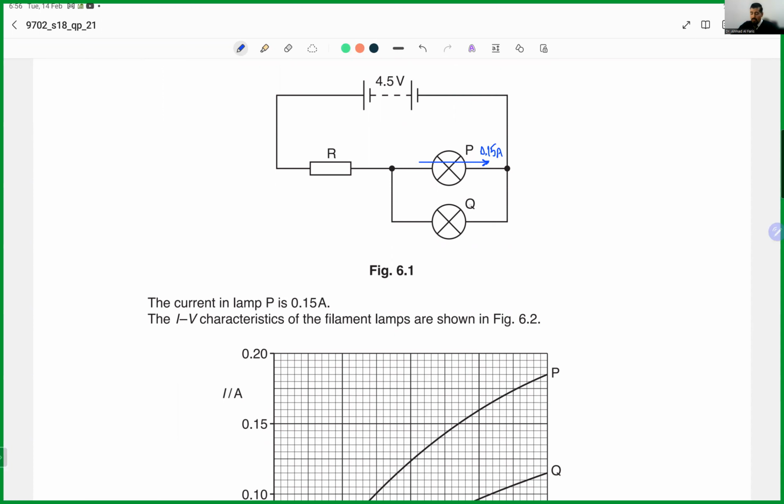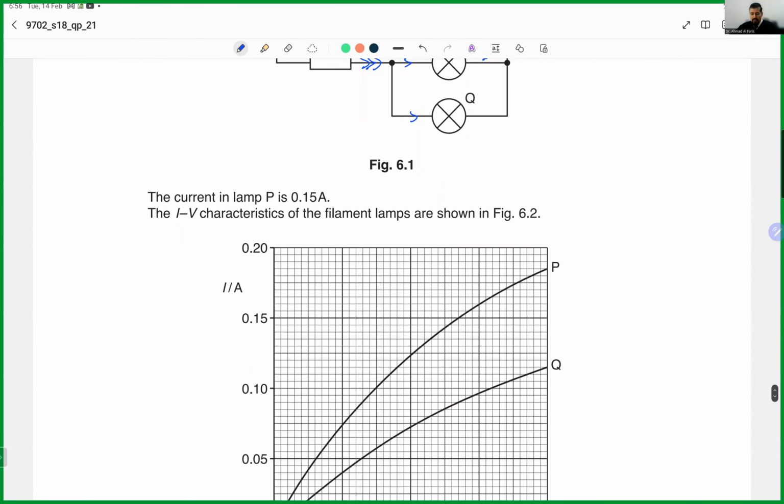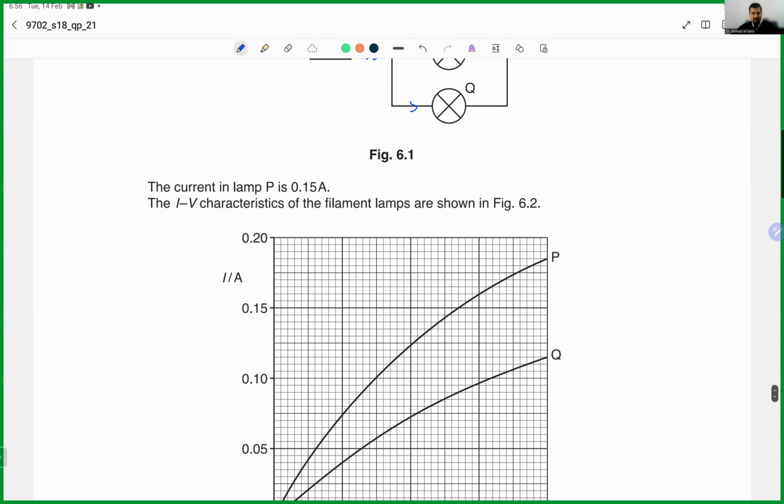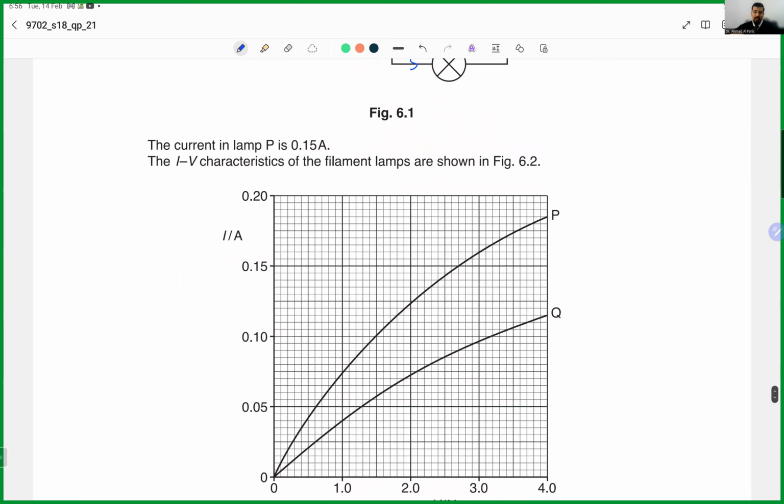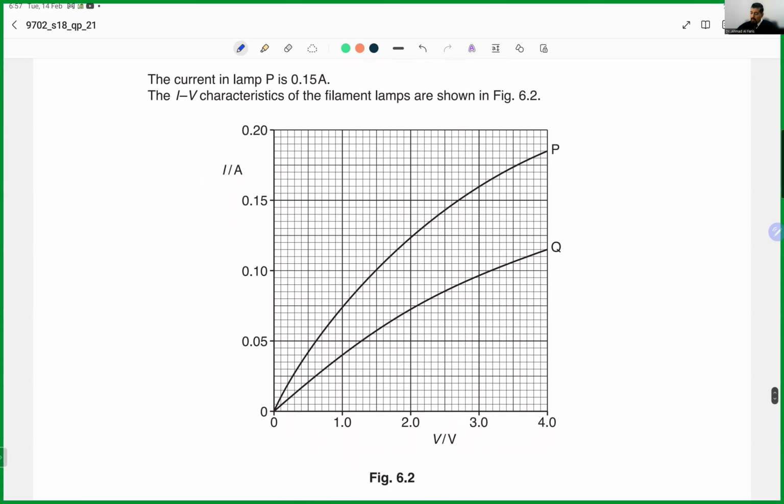Both P and Q have the same voltage because they are connected in parallel, and the current that passes from the battery through R will be divided between P and Q. They give the current-voltage characteristic of the filament lamp, as shown in the figure. You can see that it's curved because it's a filament lamp. As the current increases, the temperature increases, the resistance increases, so we need more voltage to drive this current. That's why it's curved: it's a non-ohmic conductor.